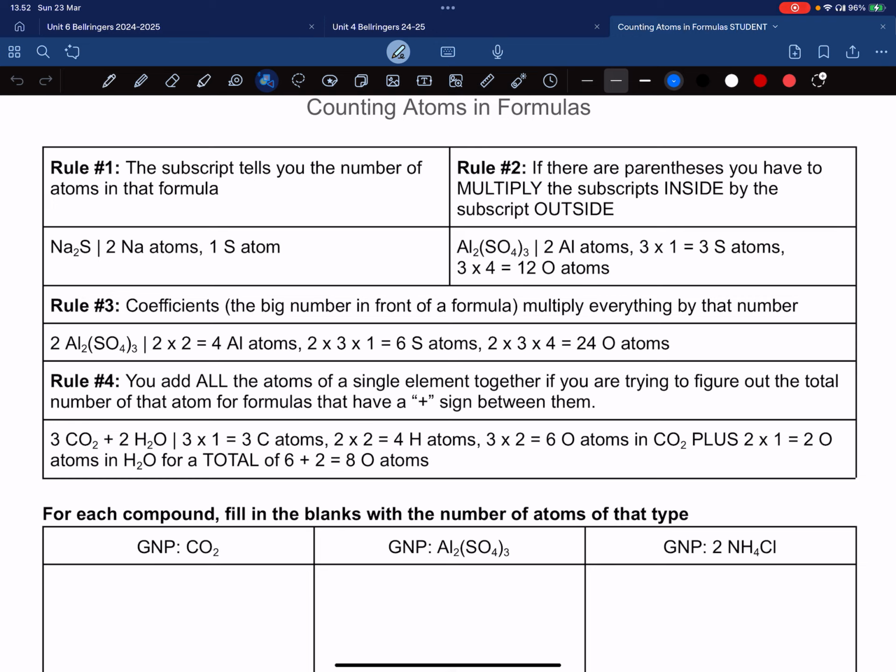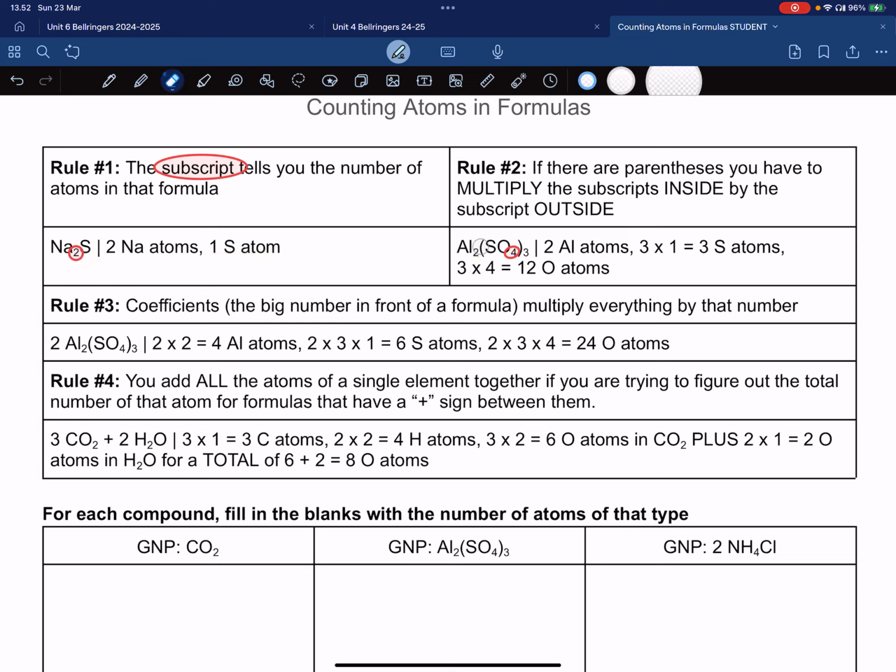All right, so let me go through the rules here real quick and make sure that you have a chance to understand those. Rule number one, the subscript. The subscript is the small number that is down below and to the right of the atoms. The subscript tells you the number of atoms in the formula. So that 2 right there tells you that there are 2 sodium atoms. Now, sulfur does not have a subscript, so that tells you that there's 1.